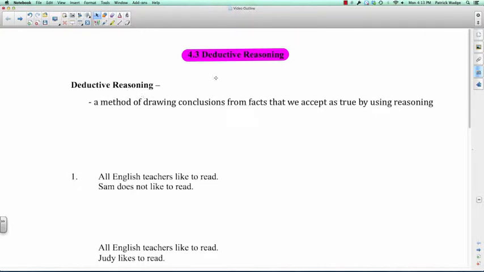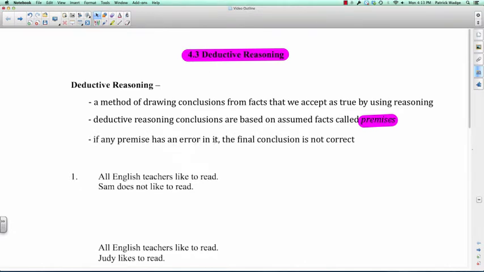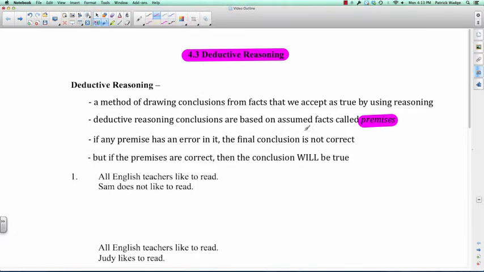Deductive reasoning is a method of drawing conclusions from facts that we accept as true by using reasoning. So deductive reasoning conclusions are based on assumed facts, and these assumed facts are called premises. Now, if one of the premises has an error in it, then the final conclusion is not correct. But if the premises are correct, then the conclusion will be true. So you can have a lot of confidence when you use deductive reasoning that you got the correct answer, a correct conclusion, a true conclusion, as long as your premises are correct.